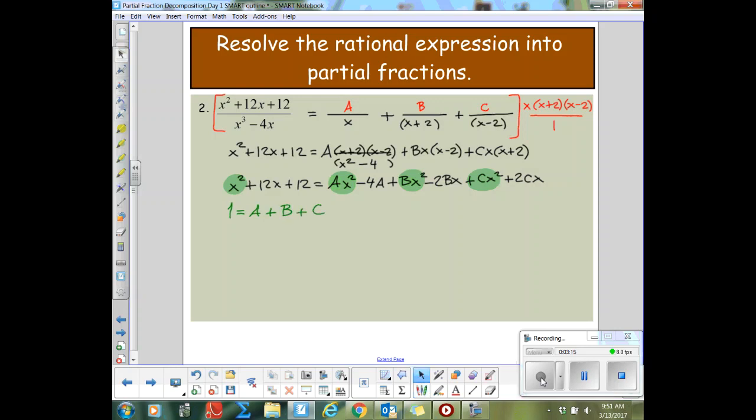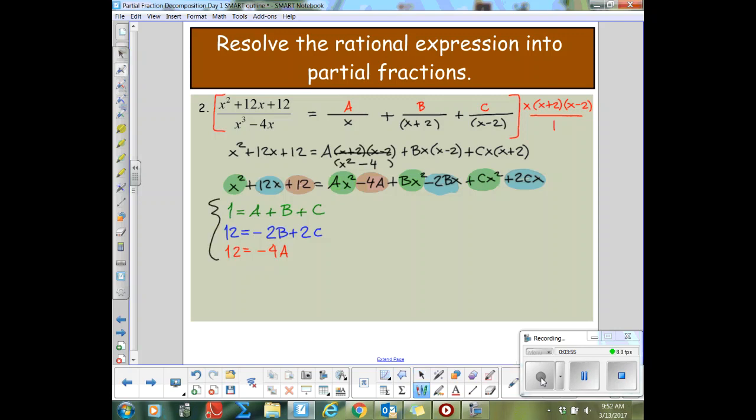Second equation, all of the coefficients of the x terms. 12 equals negative 2b plus 2c. Third equation, all the other remaining terms. 12 equals negative 4a. Here's our system of equations.